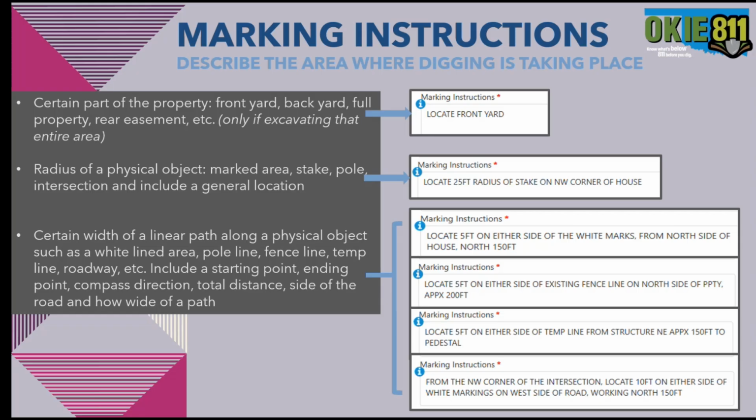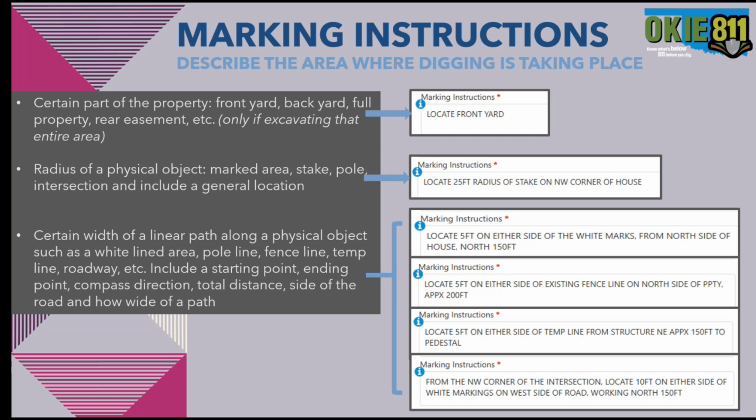If it's a roadway, what side of the road are you on? If it's an alleyway, what side of the alley are you on? And then providing how wide of a path to locate along the way is helpful as well. So if you only need 2 feet on either side of the fence line, then that's very helpful. That lets locators know that you don't need more than 2 feet on either side, and it lessens the time they spend on the site to locate.